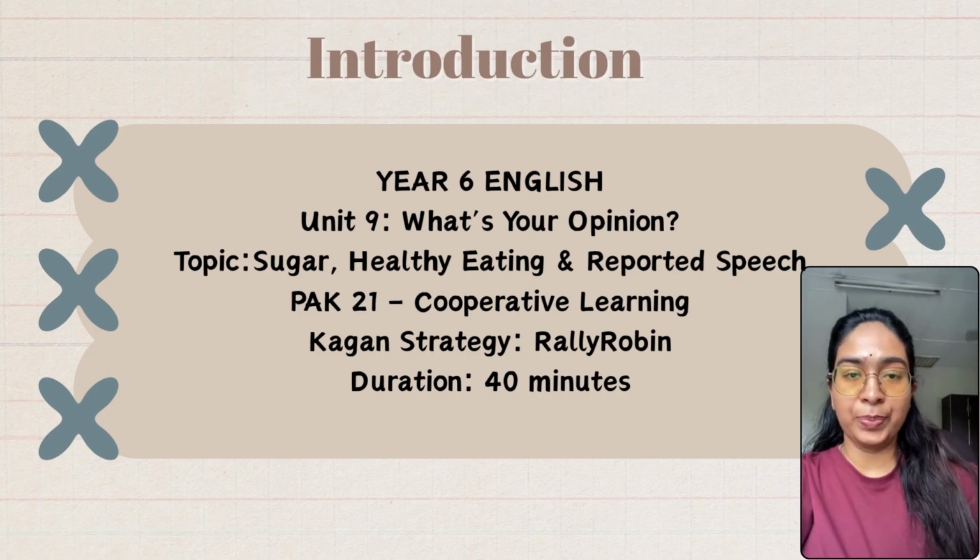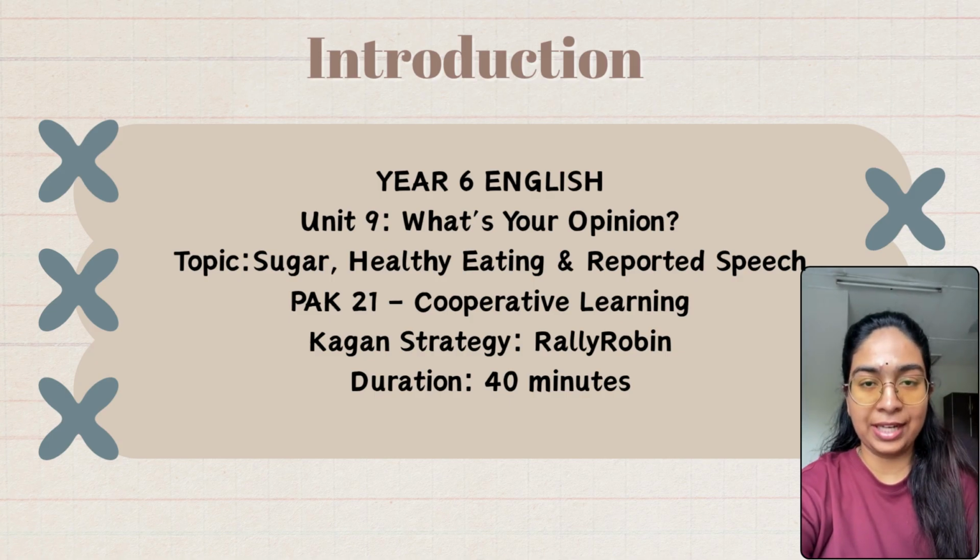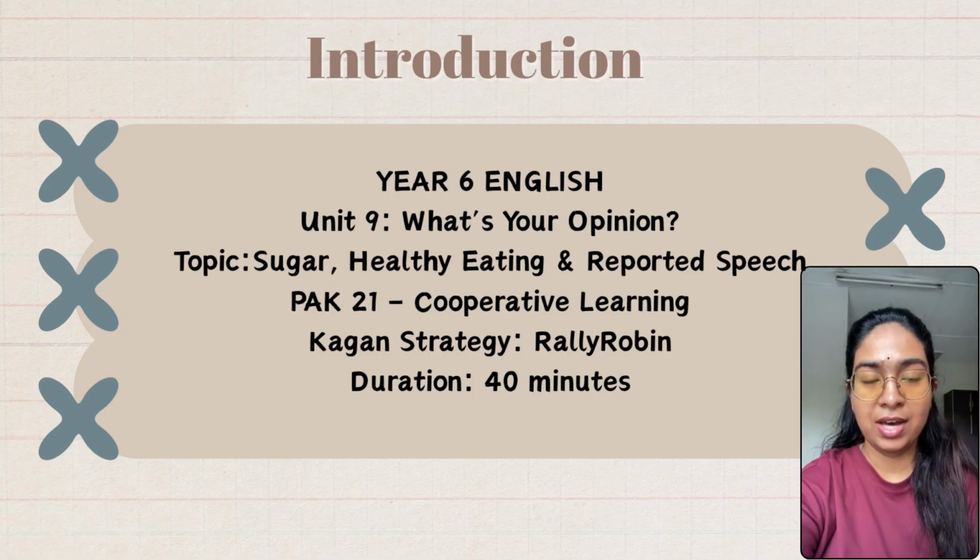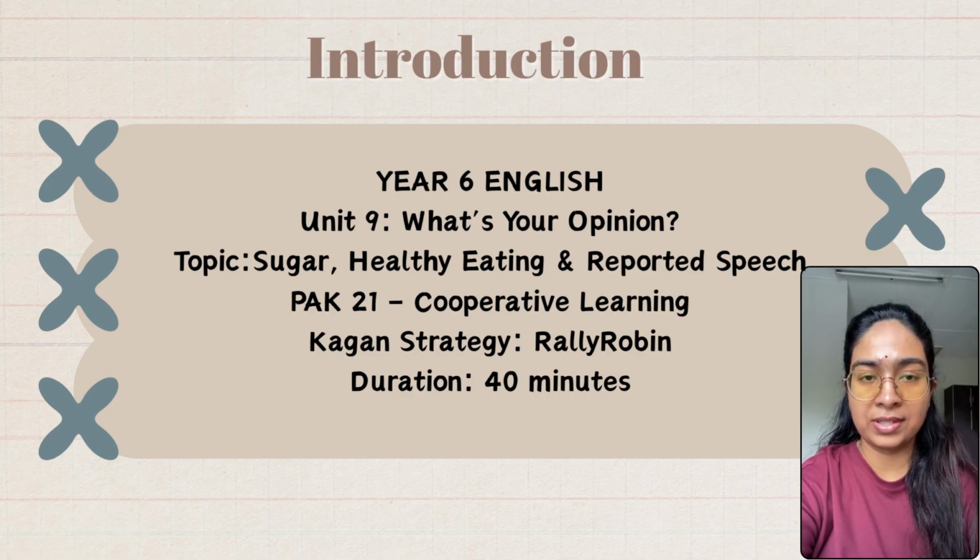Today our group will be presenting a 21st century learning activity for Year 6 English, based on Unit 9, What's Your Opinion? Our lesson focuses on the topic sugar, healthy eating and reported speech. The lesson is designed for Year 6 pupils and takes approximately 40 minutes. The main language skill focused on is speaking, while reading is used as the complementary skill.